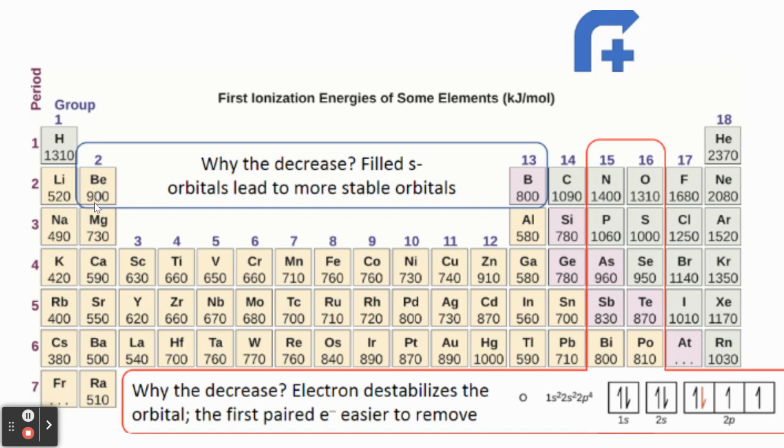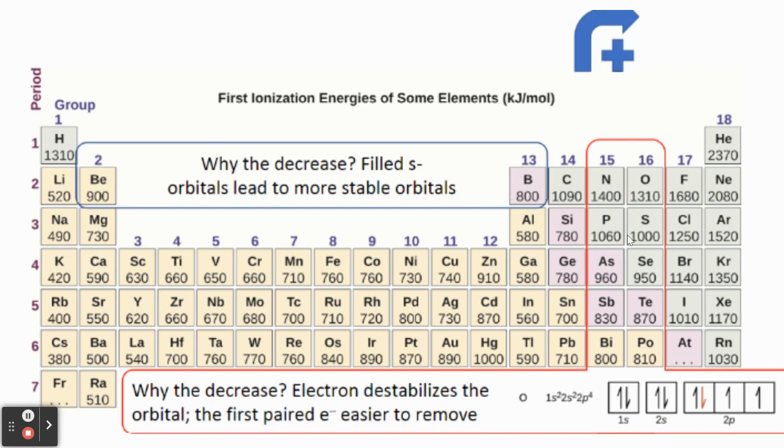If we were to look at beryllium here, it has an ionization energy of 900 kilojoules per mole. Boron, we would expect to be higher based on the trend, but it's actually a little bit lower. The reason for that is beryllium, when we look at its electron configuration, is 2s2. Its s orbital is filled. When we go to boron, we're adding an electron to the p orbital, and it takes a little bit less energy to remove that electron from the p orbital than it did to remove an electron from that 2s orbital.